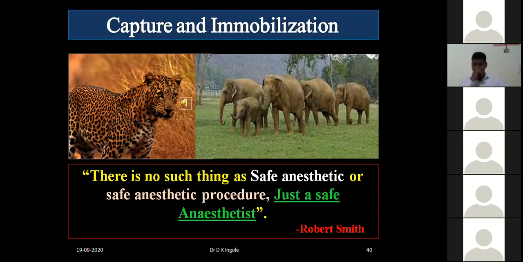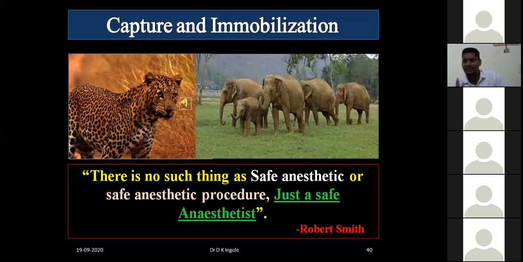Then, as usual, drugs should have ideal qualities like high therapeutic index, safety, cheaply available, readily available, low dose, but such things do not exist. So whatever is available with us, we have to adapt to that system and acclimatize to that particular situation. So there is no such thing as a safe anesthetic or safe anesthetic procedure. That is a sentence said by Robert Smith.